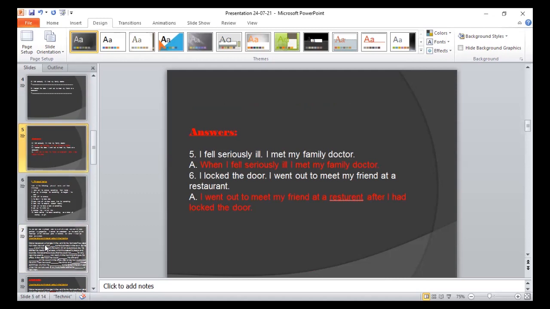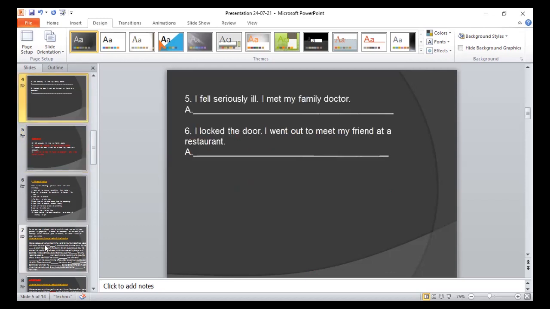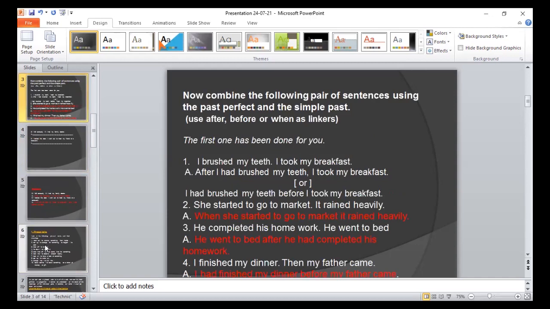Now look once again, with the answers, children. Here I have written once again. After I brushed my teeth, I took my breakfast. It can be written in both ways. After I had brushed my teeth, I took my breakfast. Here after is used as a linker, and it can be written in the other way. I had brushed my teeth before I took my breakfast. Here before is used as a linker.